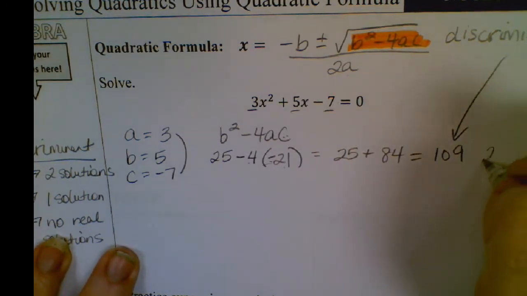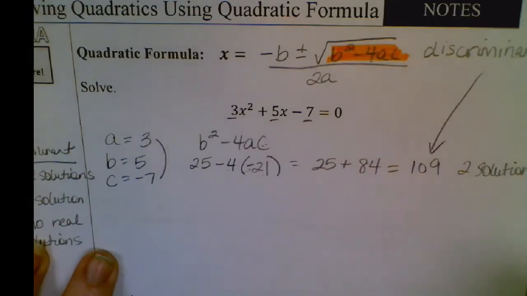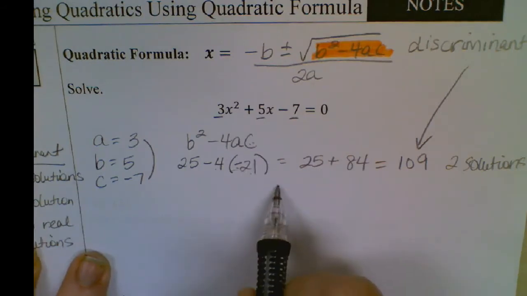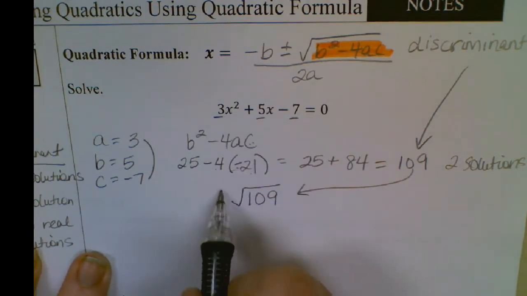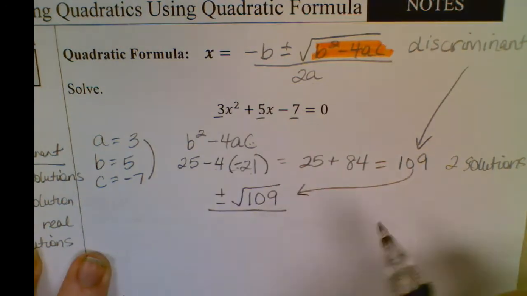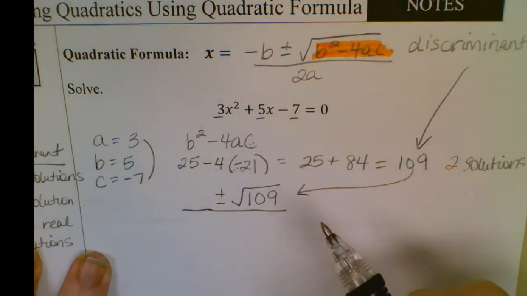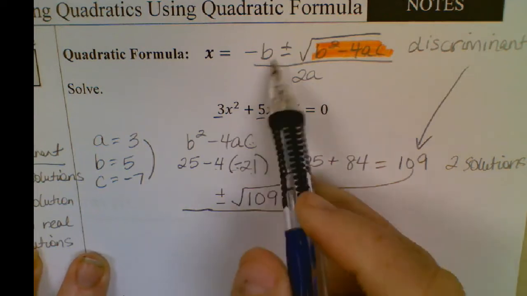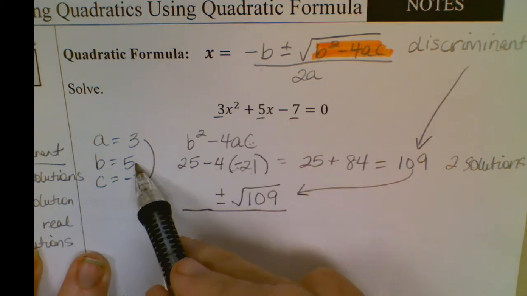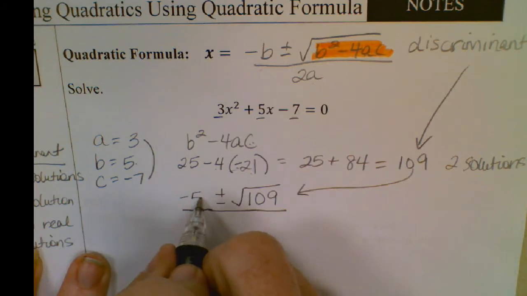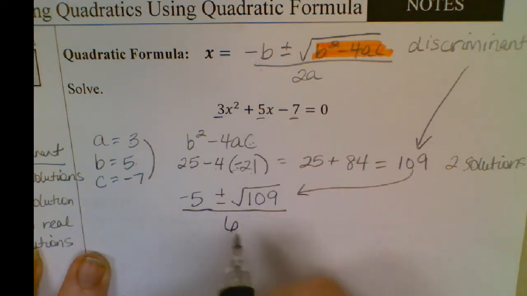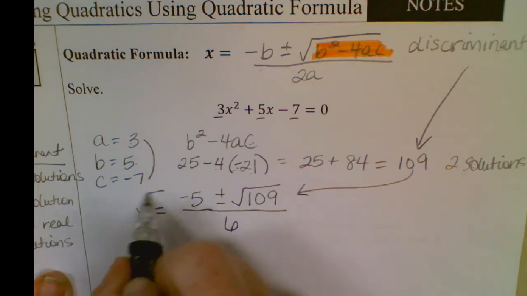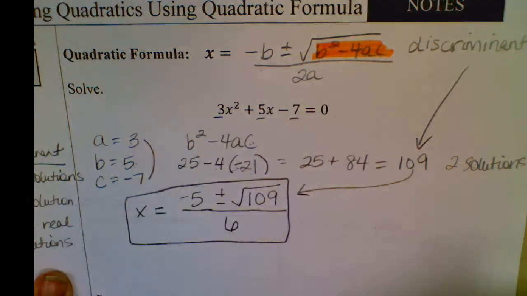So right now I know I have two solutions because 109 is a positive number. But the easier part is that the number is what goes under the square root sign. Now I just add my finishing touches, which include my negative b. Take your b value and take the opposite of that, which is negative 5, and double my a value, which is 3, so that gives me 6. And that's your solution. That's it.